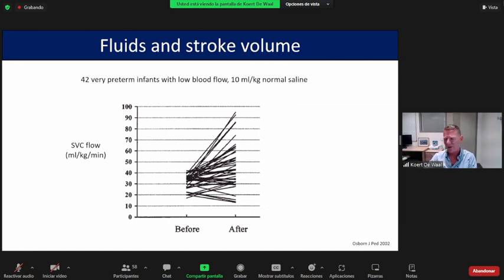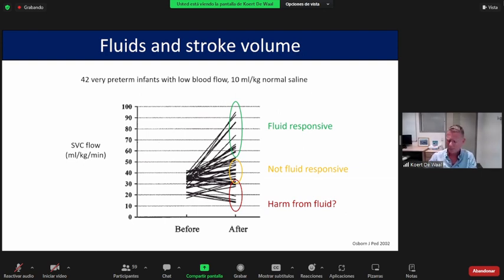This is a very old study from David Osborn in 2002 already. 42 preterm infants with low blood flow were, as standard in those days, given 10 mL per kilogram normal saline before you started your inotropes. He didn't measure stroke volume, he only measured SVC flow, which is slightly different because that's on the right side of the heart. But still, you could argue some babies had an increase in SVC flow, which I guess is fluid responsive. Some were in the middle, but some actually had a lower flow, even though they were already on low flow, and they might have had some harmful effects of fluids in relation to the changes in blood flow.